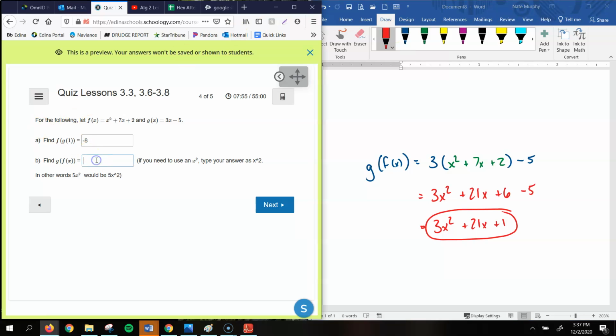So we'll go ahead and type that in here. We have 3x squared. That's how you type in 3x squared. And then plus 21x, and then plus 1.